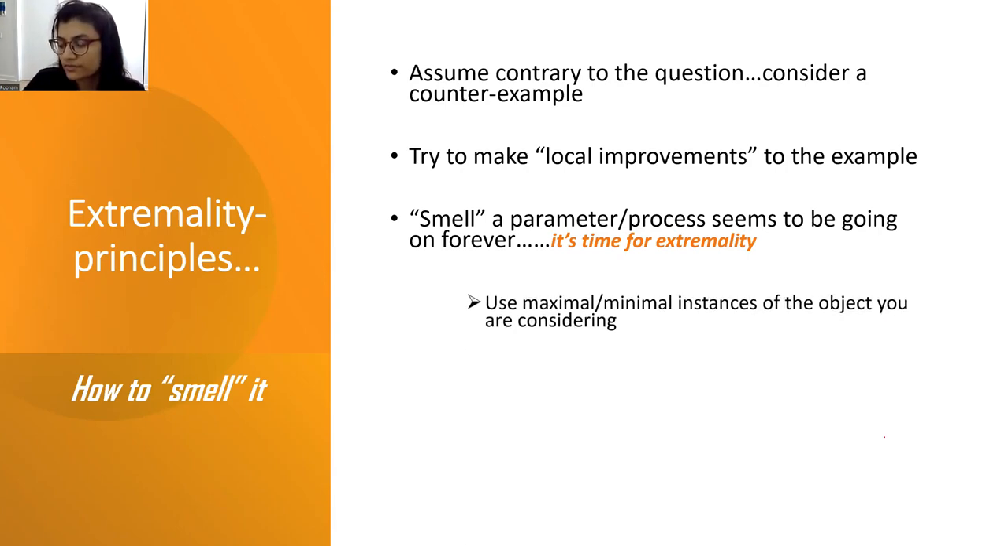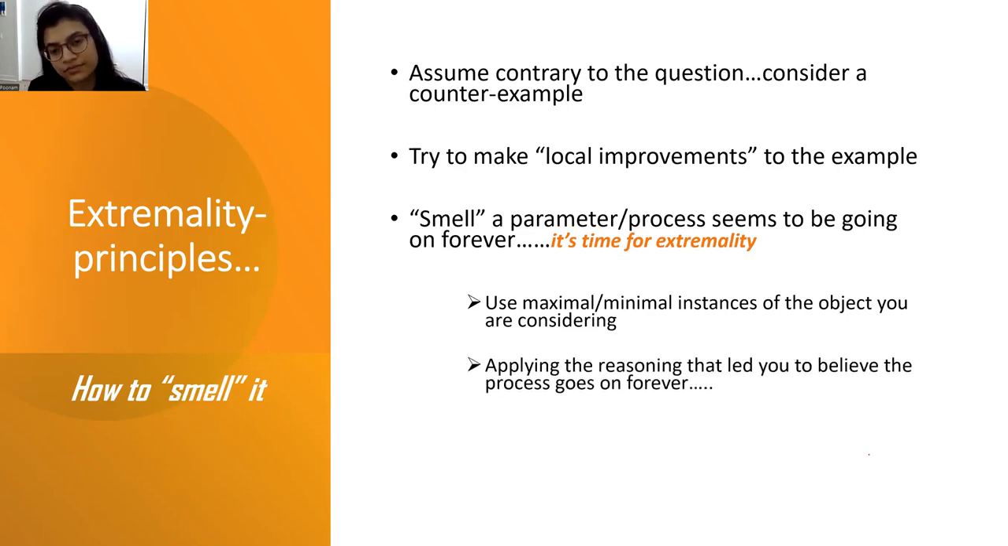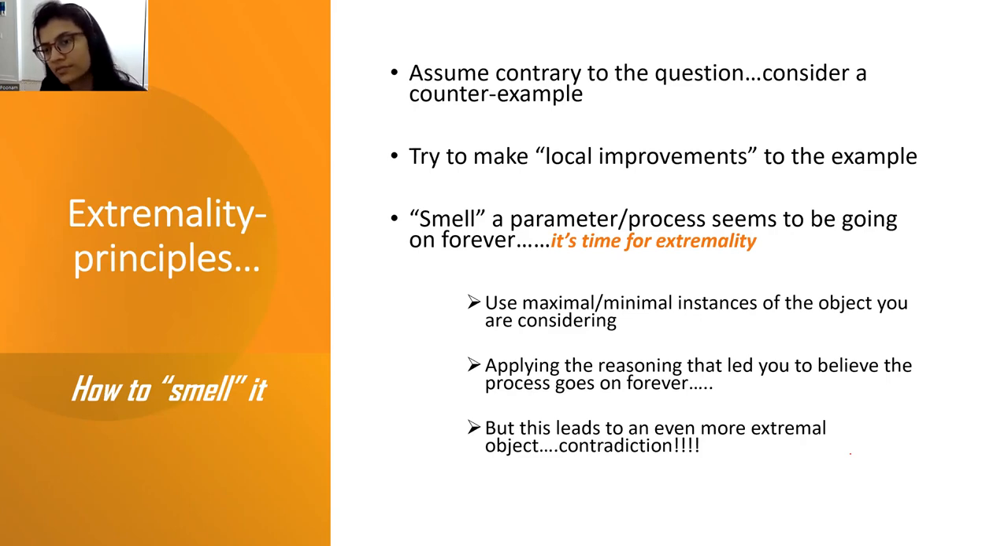So what does this mean? That once you have gone through these first 3 points, you realize that that parameter or that process is what is going to be helpful. You take an example or a counter example where that parameter is maximal or minimal. Okay. And you apply the previous reasoning that led you to believe that that process goes on forever. But that would create an even more extremal example, like an even more maximal or an even more minimal example.